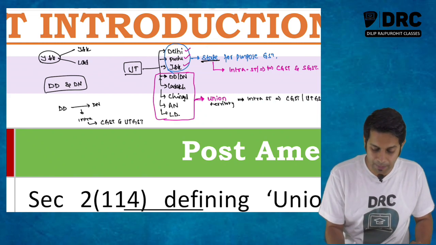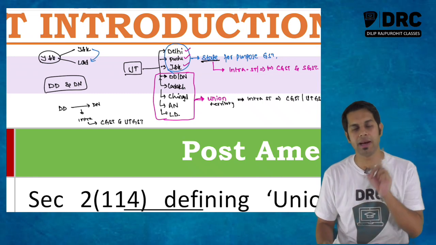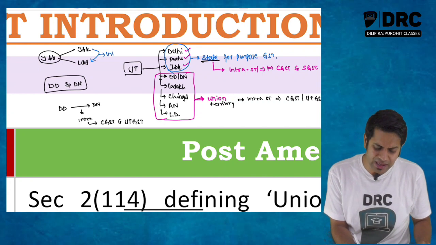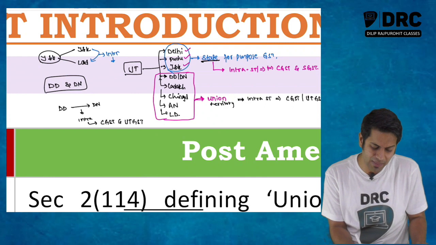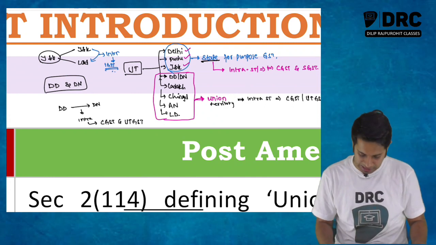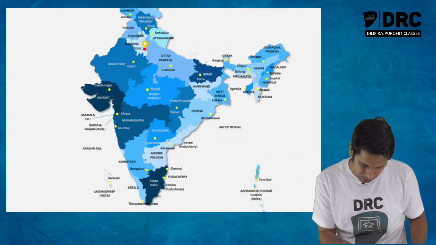So if I am making a supply from Jammu and Kashmir to Ladakh, this will be treated as an interstate supply. If it is treated as an interstate supply, I am going to levy something called IGST.